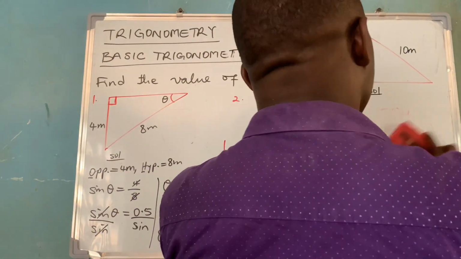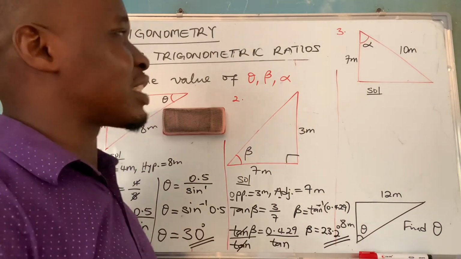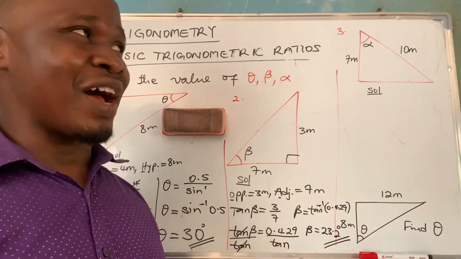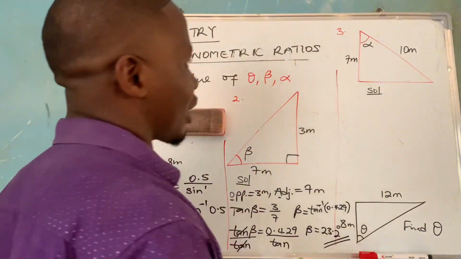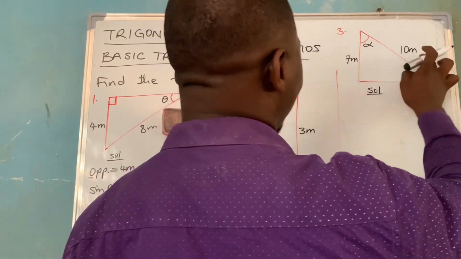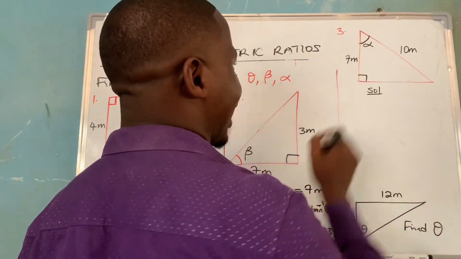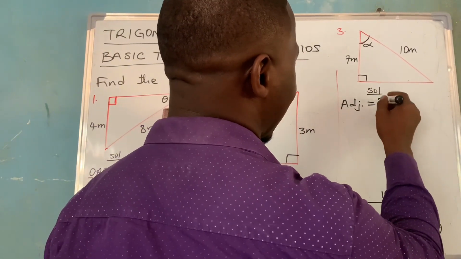Now we have the third problem here. Here again, we are lucky enough that two sides are given. We want to find the angle alpha. Alright, this symbol signifies alpha. Now, of the two sides that are given, this side here lies between the given angle and the right angle. So therefore, that 7 is the adjacent side.